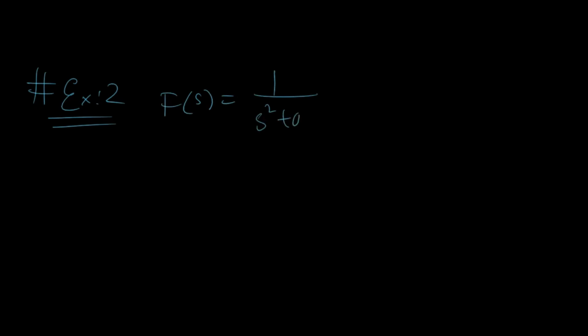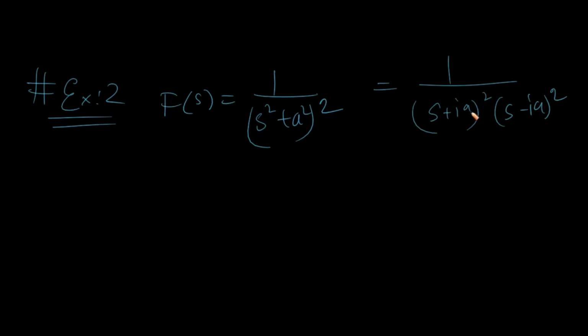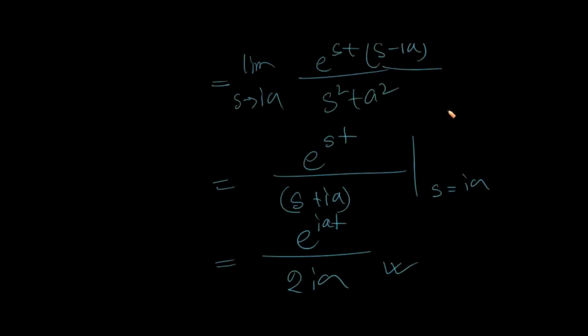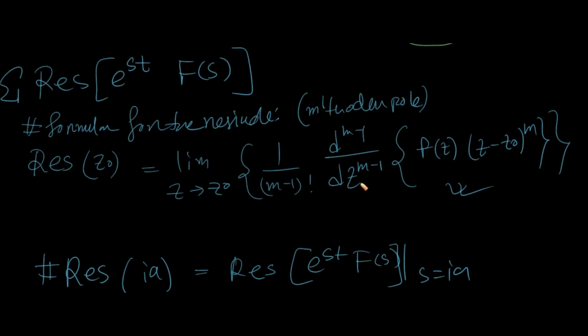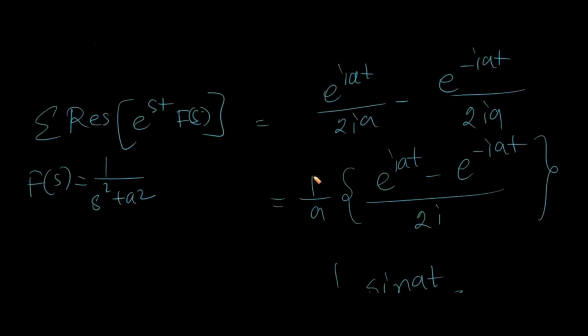Okay, very simple. Let's consider another example. This is example 2. It's fairly similar, but this time the calculation will be a bit painful. This time our f of s is 1 over s squared plus a squared whole squared. Now you can write it as s plus ia whole squared and s minus ia whole squared, and these are poles of order 2, right? That means if you use the formula of the residue, there is one derivative there. That means what I'm talking about is this. When m equals 2, you have to take the first derivative.